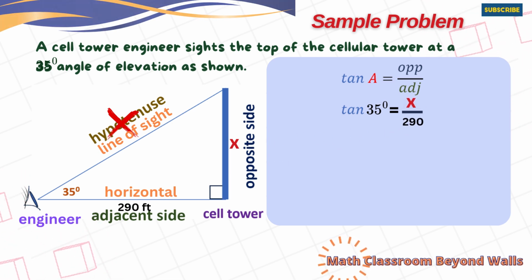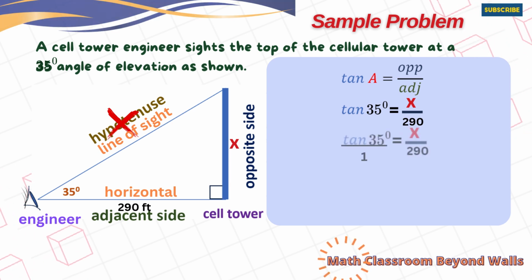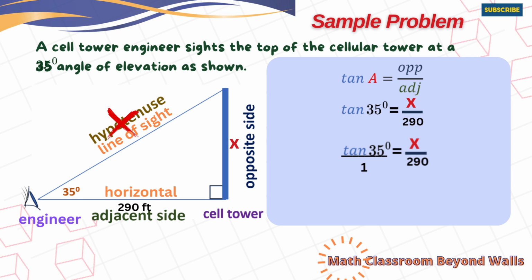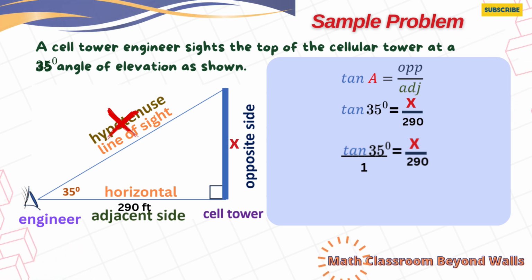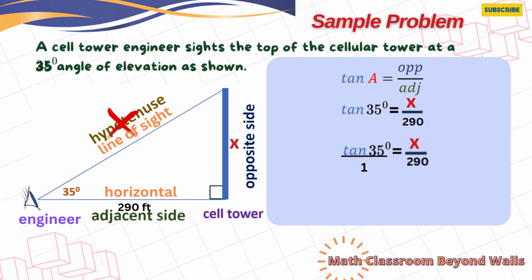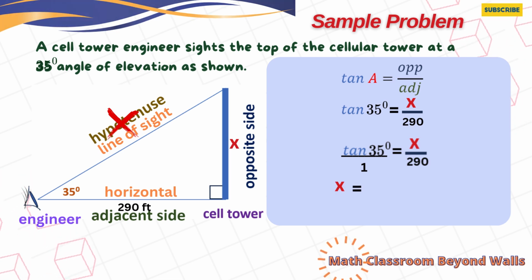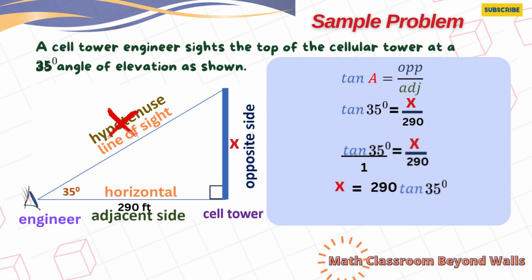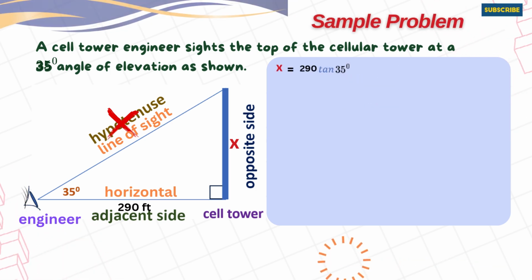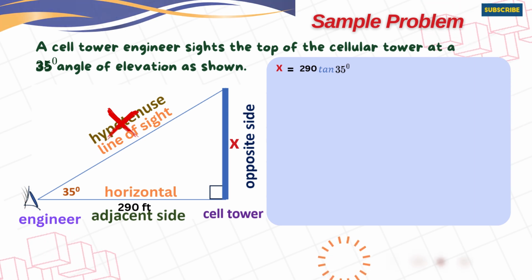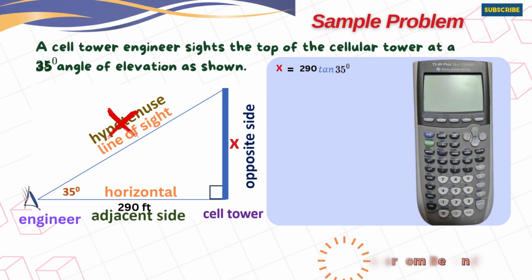We can rewrite the equation this way. Tangent 35 over 1 equals x over 290. Cross multiplication gives us x is equal to 290 times tangent 35 degrees. Next, we solve the equation with the aid of a calculator.